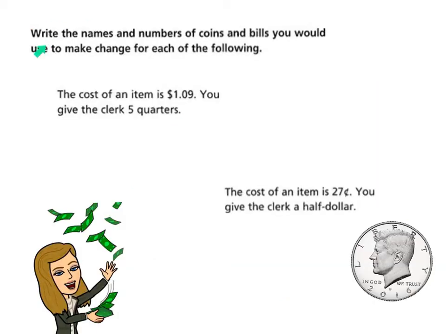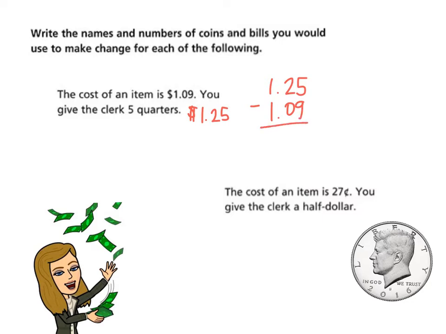All right, now we're going to do something similar. We'll write the names and numbers of coins and bills we would use to make change for each of the following. So same as what we were just doing, just more words on this one. So it says the cost of an item is $1.09. You give the clerk 5 quarters. So if I give the clerk 5 quarters, remember that 4 quarters equals $1. So that additional quarter would equal 25 cents. So I gave the clerk $1.25 to pay for my item that cost $1.09.